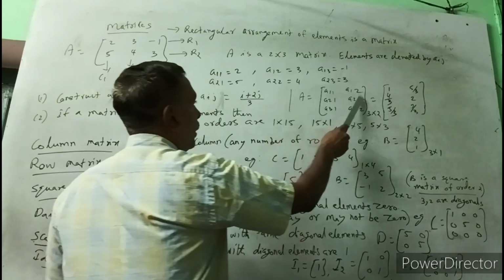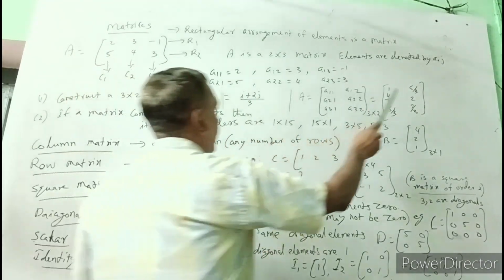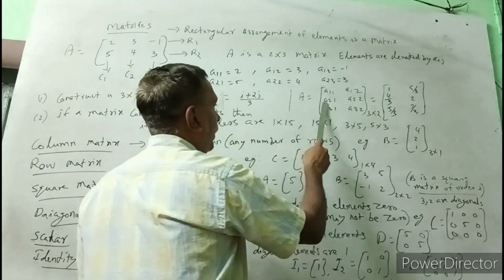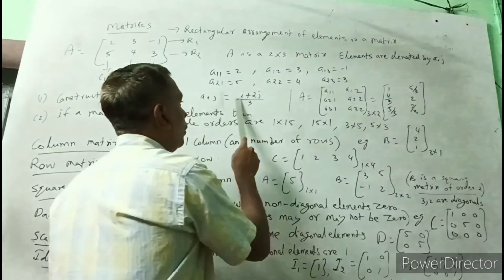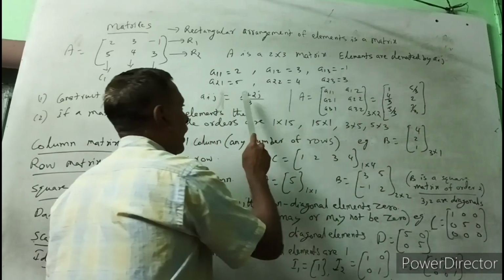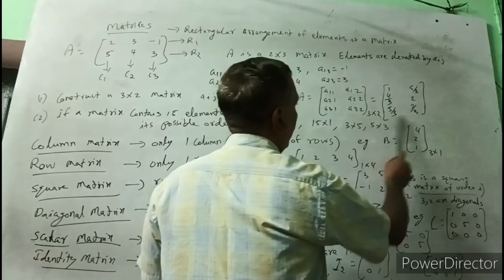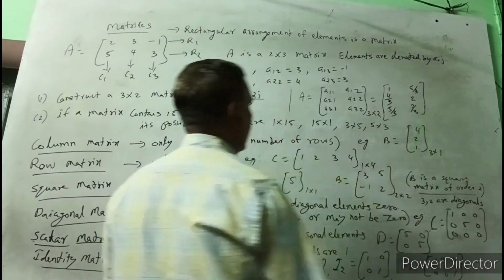A12 means i is 1, j is 2: 1 plus 4 upon 3, that is 5 by 3. Similarly, A21 means i is 2, j is 1: 2 plus 2 upon 3, that is 4 by 3. Just put i as the first element and j as the second element, and the rest you will get like this: 4 by 3, 2, 5 by 3, 7 by 3.